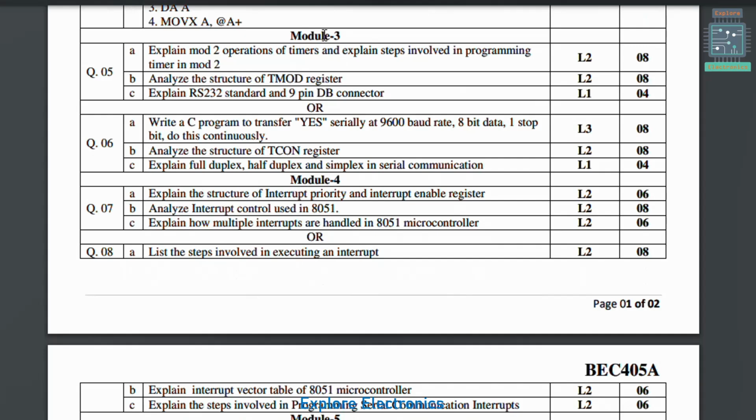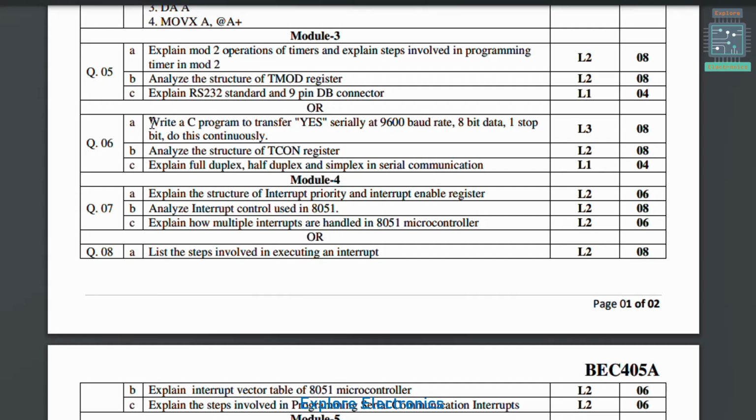Then comes module 3. In module 3 we have timers and registers. The first question: explain mode 2 operations of timers and explain the steps involved in programming a timer in mode 2. And the TMOD register they have asked to explain, analyze the structure of the TMOD register contents and then explain the RS-232 standard and 9-pin DB connector. So this is module 3, that is question 5.